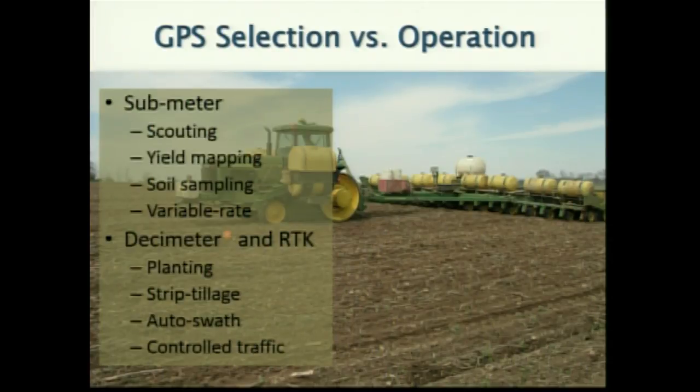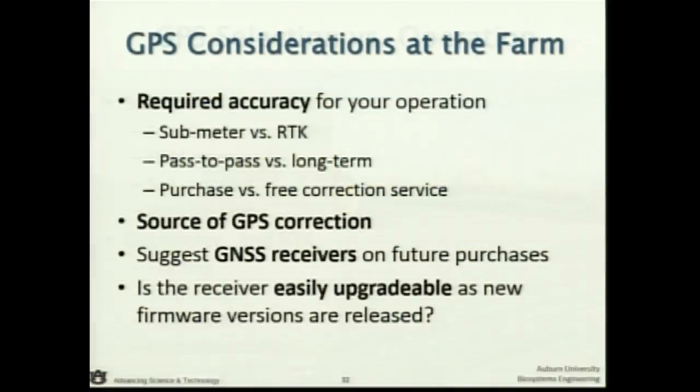Decimeter does work, like our SF2 as mentioned, but if we're going to go to strip tillage followed by planting, I would recommend RTK. If we're really going to go to that level of controlled traffic, RTK is really going to be what you need. So again, select the right correction for the field operations you're wanting to start out with, or as you grow in your program, make sure you're getting the right correction to meet those expectations.